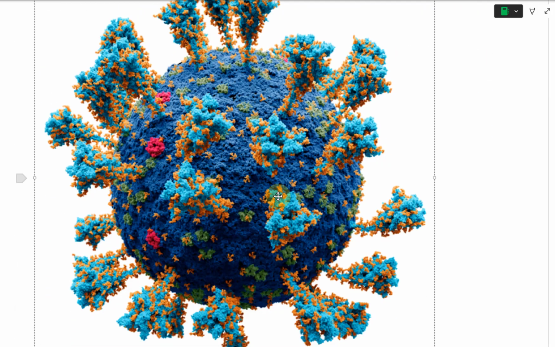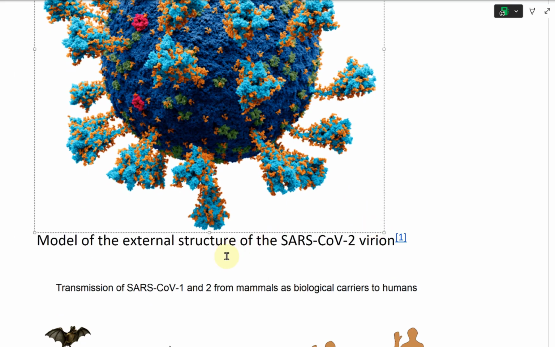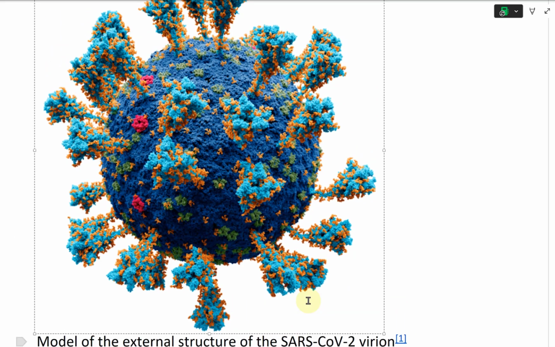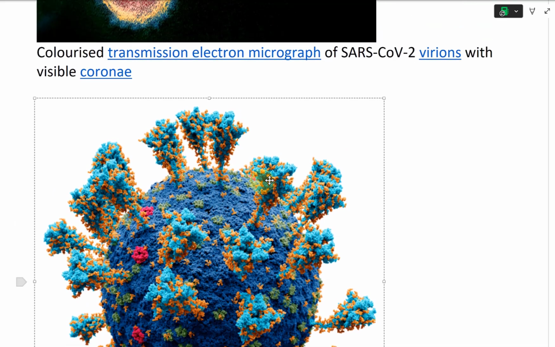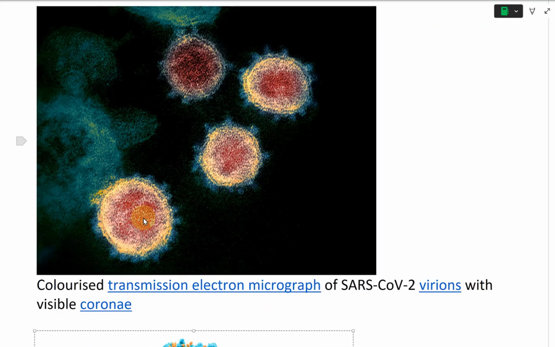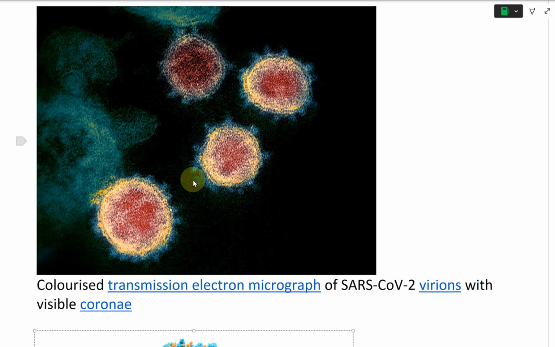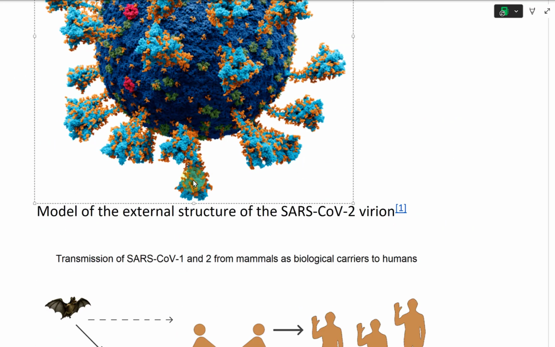Very interesting. Now here is a model of it. Here's a model of the external structure of the SARS-CoV-2 virion. So yeah, this is a much more detailed cartoon of this colorized. It's actually black and white, but they just added colors of the supposed different proteins or the genetic material inside. Yeah, it's very interesting.